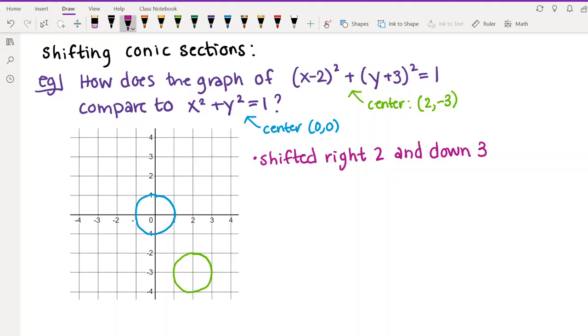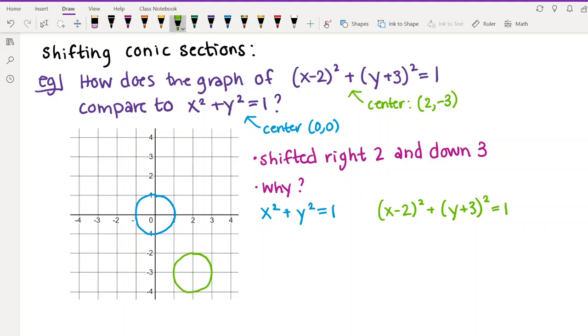So why is that? Before we establish the general rule, because they're basically all going to work like this, where you can just look and see what's being added or subtracted and use that to determine what the shift is, I want to dig into why that is the case. The way I want to think about that is by comparing these two equations side by side. So I'm going to rewrite them in this other color. x squared plus y squared is equal to 1, versus the other one, x minus 2 squared plus y plus 3 squared is equal to 1.